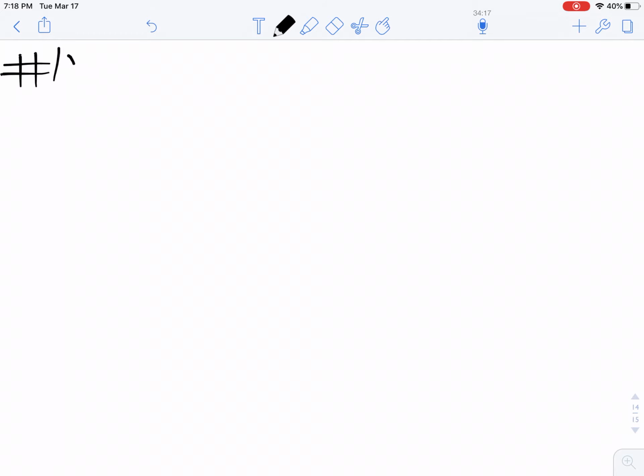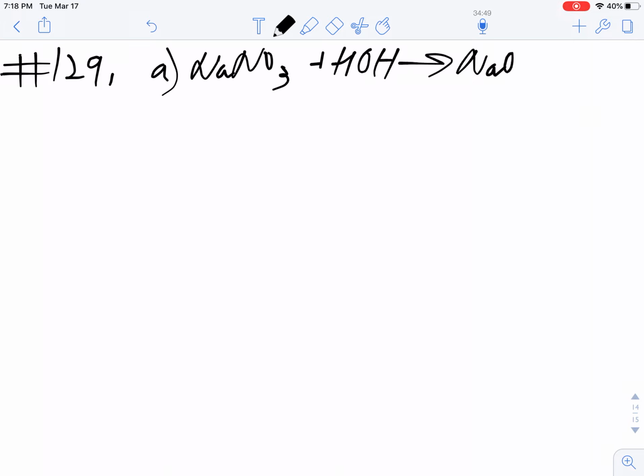Number 129. Are the solutions of the following salts acidic, basic, or neutral? For those that are not neutral, write the balanced chemical reactions. Wow. Maybe I shouldn't have given this one to you. A, sodium nitrate. Gives you sodium hydroxide plus HNO3. That's strong acid, strong base, neutral.